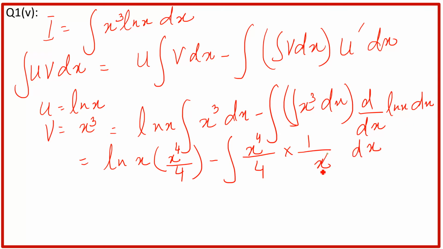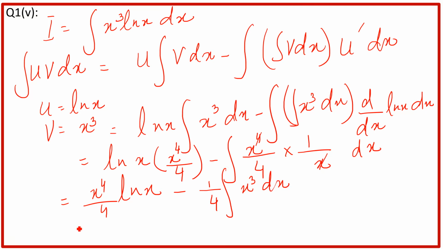So this one x will cancel with one x, and still we have x cubed here. So x to the power 4 divided by 4 natural log of x, I can write down like this. Then 1 over 4 we can take as a constant. So it will be x raised to power 4 divided by 4 natural log of x, minus 1 over 4, and it will be x raised to power 4 divided by 4 plus c.